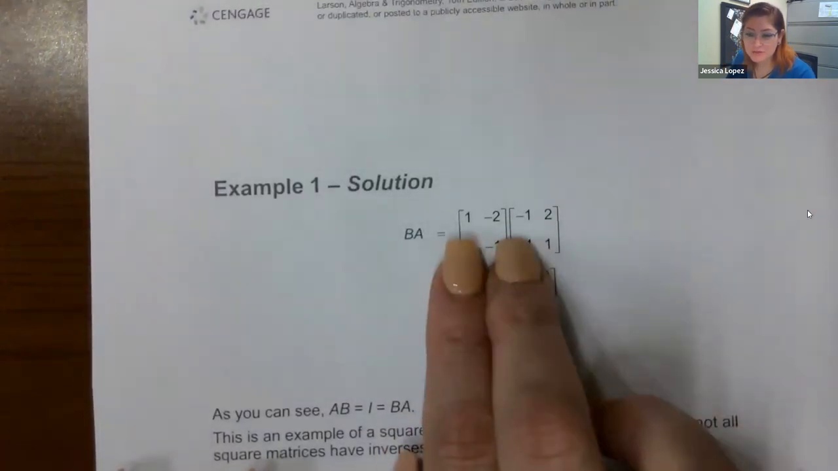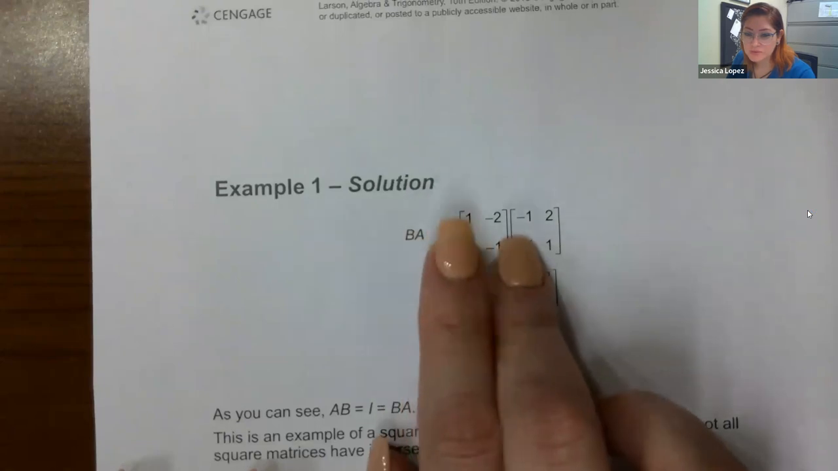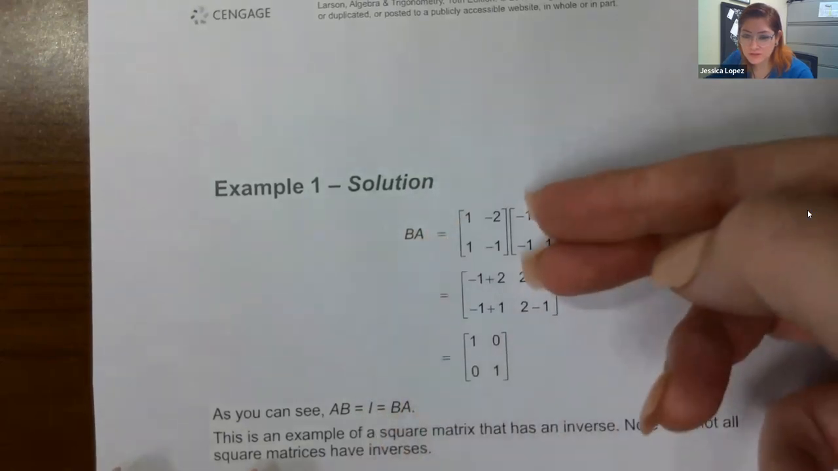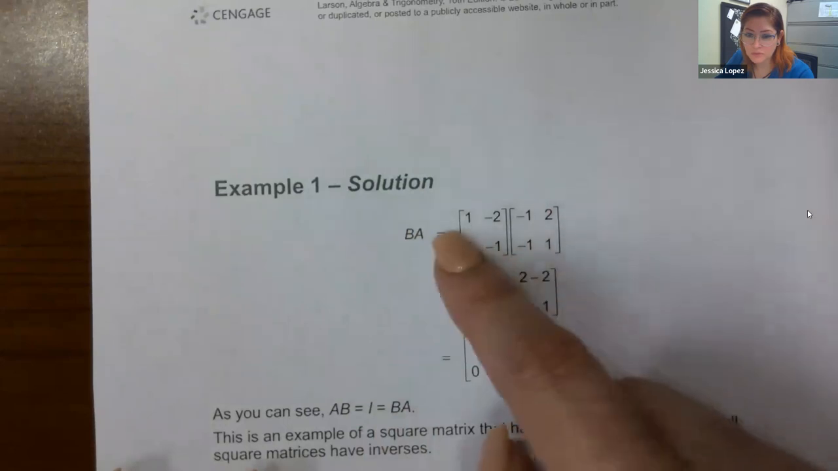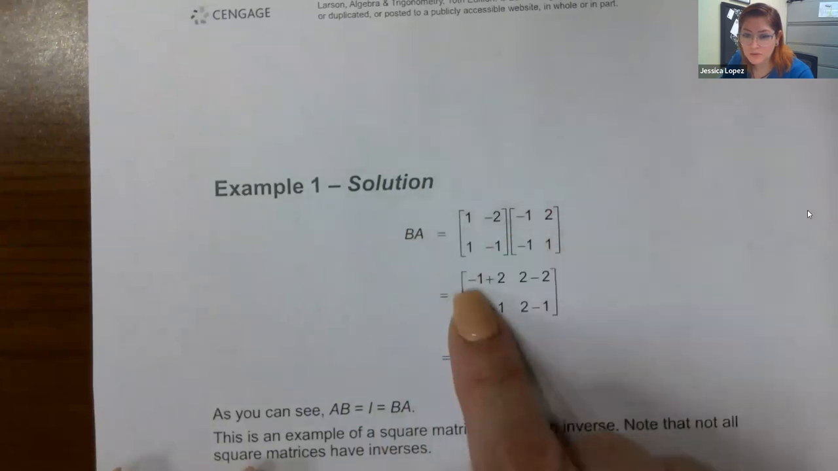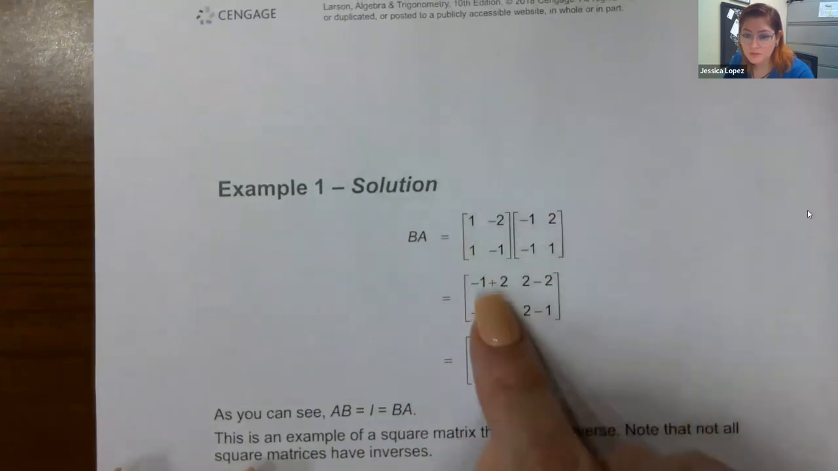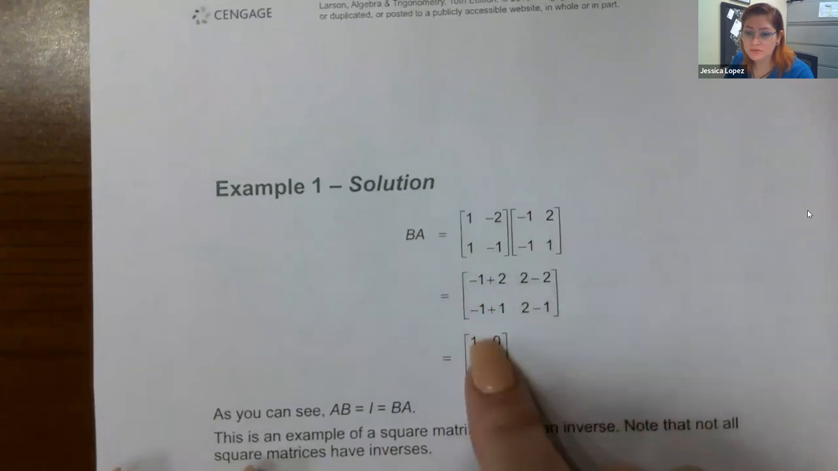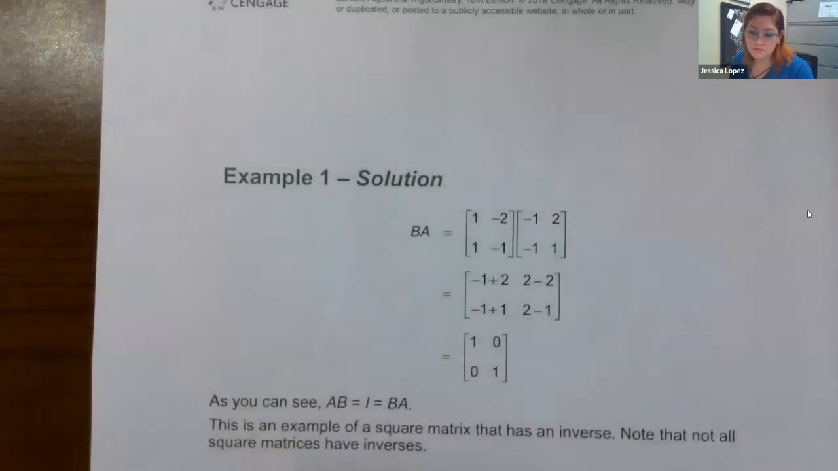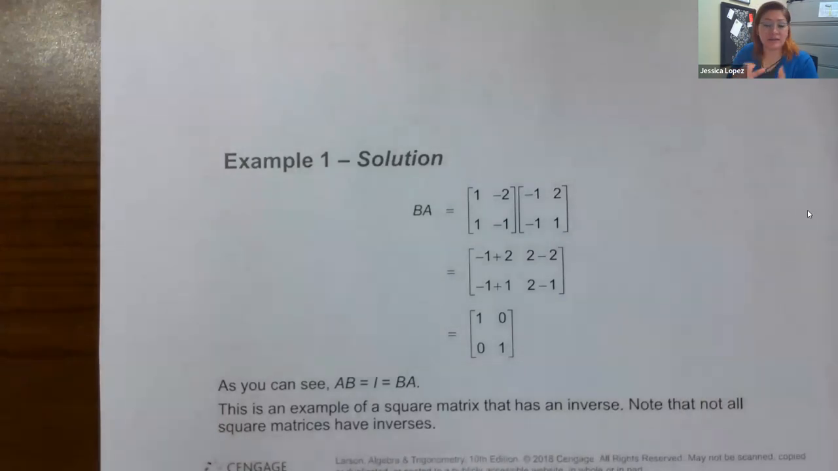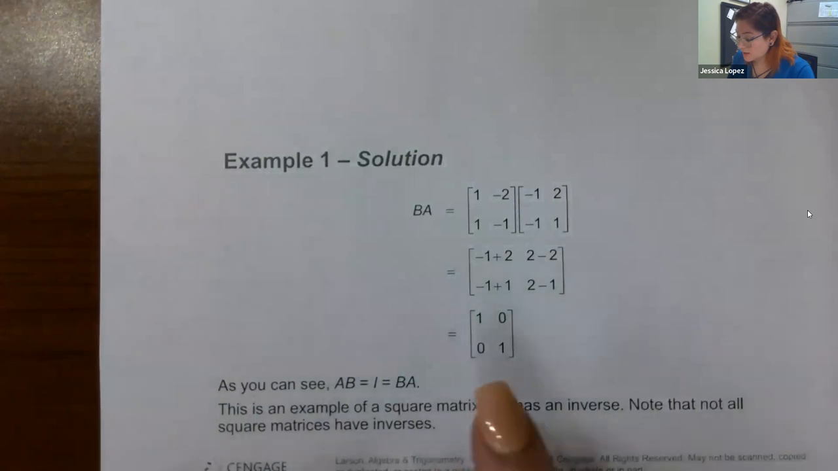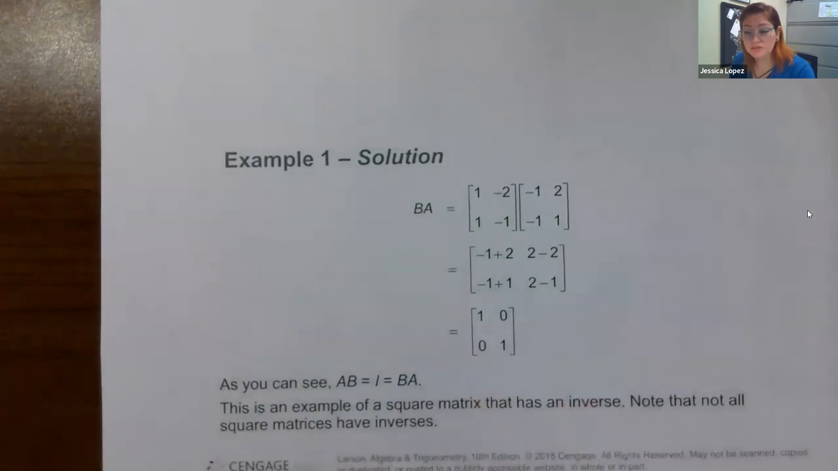So notice that my pointer finger is on the 1. And then when I turn, it's on the -1. So 1 times -1 is -1. -2 times -1 is +2. And then you combine those. Again, I already went through all of that. So you can look at that and examine it, pause it if you need to verify that all those products are correct. But you do end up getting the identity matrix.